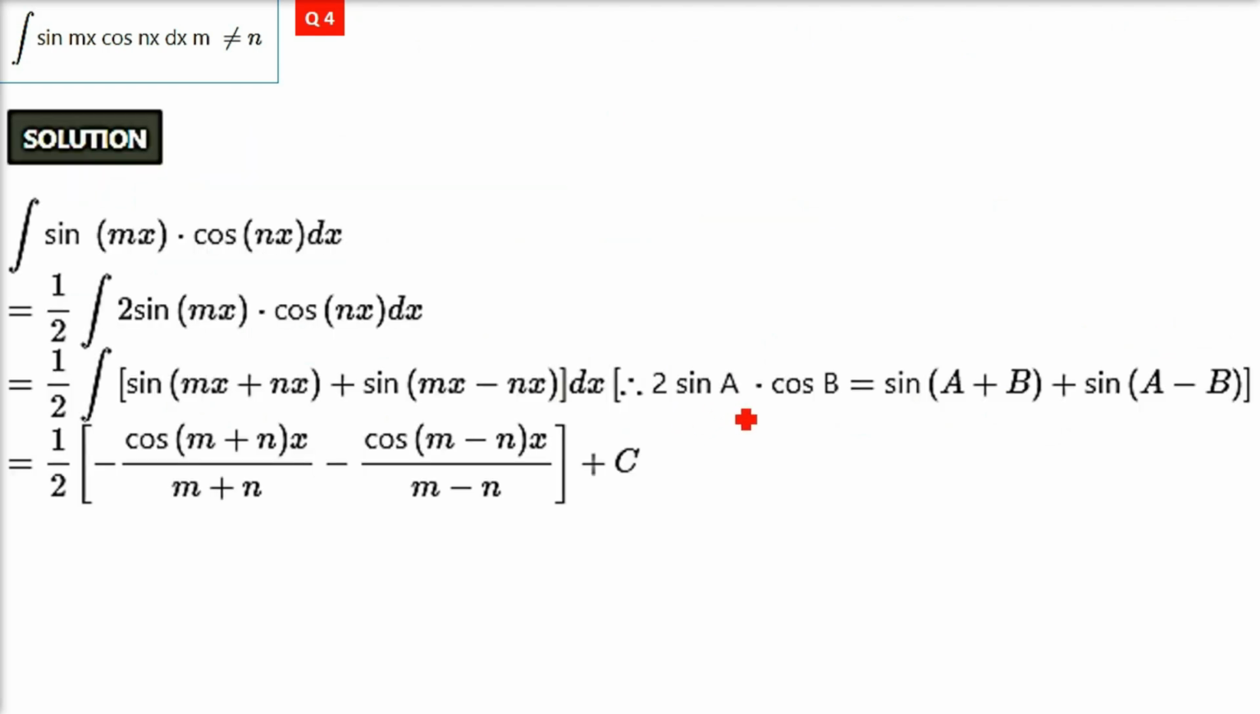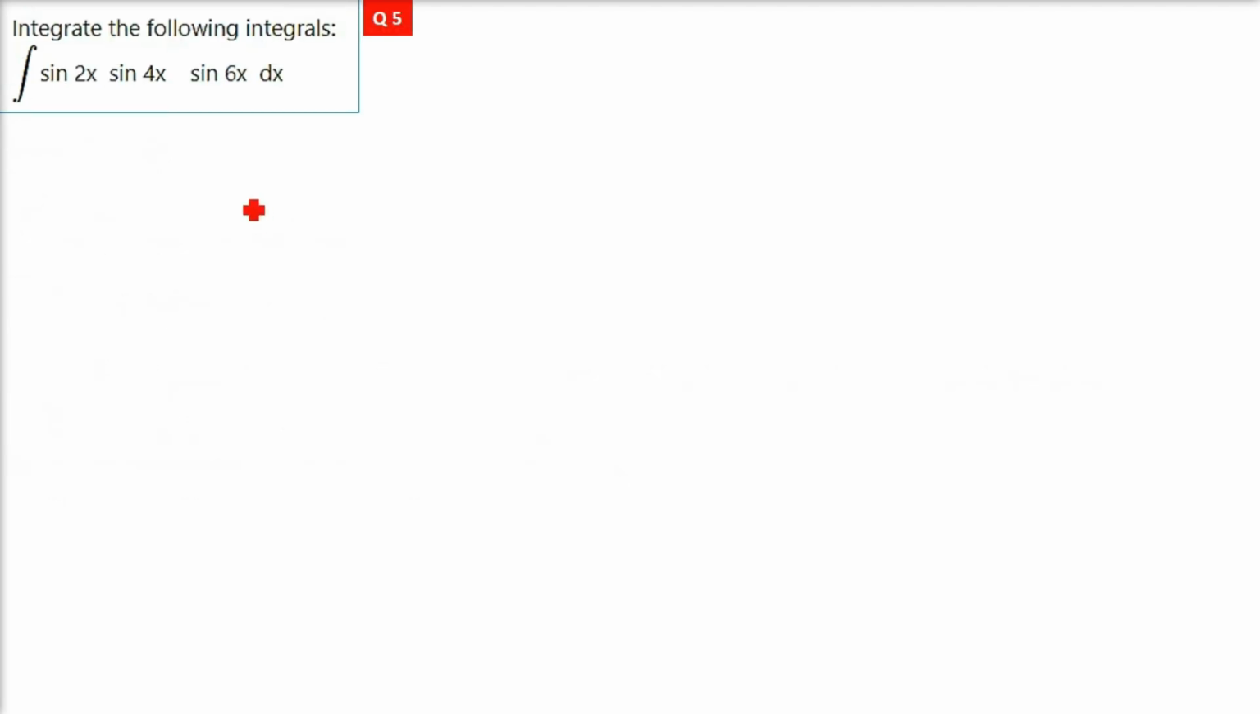2 sine A cos B. So this is your final result: sine(A plus B) plus sine(A minus B) is 2 sine A cos B. Now we are dealing with 3 terms here: sine A, sine B and sine C. So we will take 2 first. Whatever the result is, we will use the third term later.